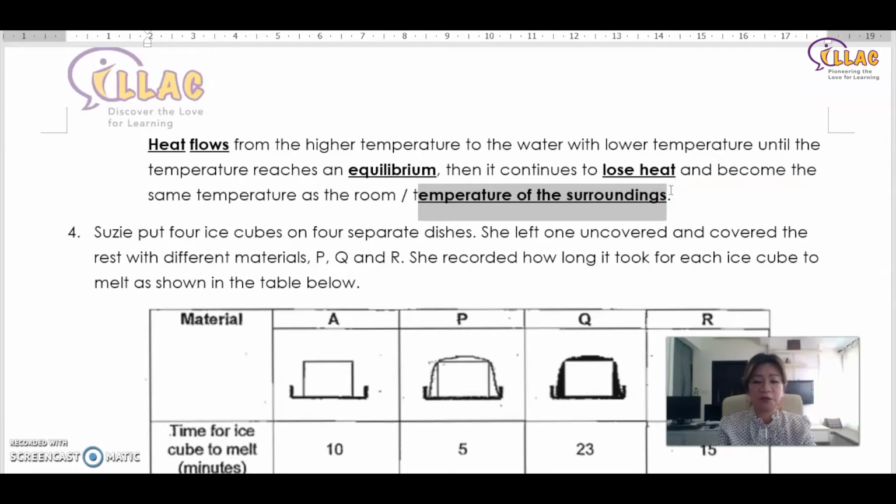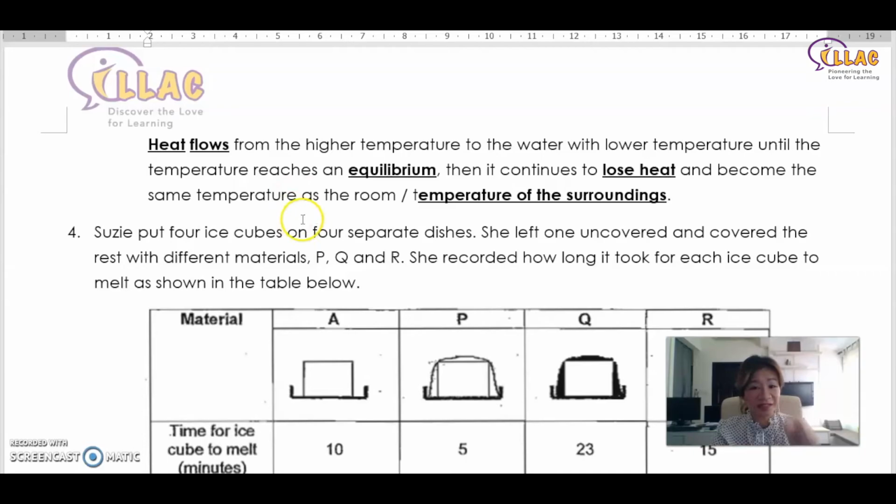Okay, so this is how you explain. So heat flows from high to low until it reaches equilibrium and then continues to lose heat. You cannot say cool down, no marks. You need to say lose heat. Okay, lose heat until when? Lose heat until room temperature, another keyword. Right, so this is how you answer this kind of question.